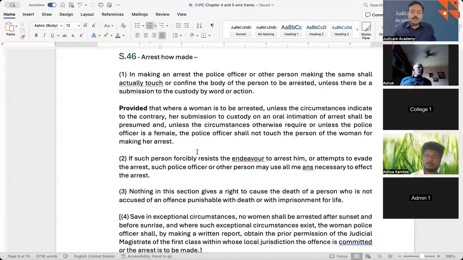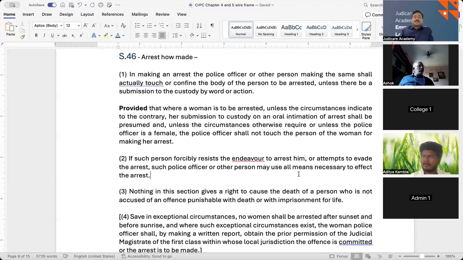Section 46 subclause 2 says if such person forcibly resists the endeavor to arrest him or attempts to evade the arrest, male or female, such police officer or other person may use all means necessary to effect the arrest. So all means which are required to be done to ensure the arrest.